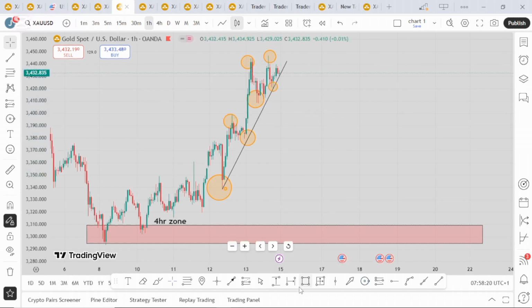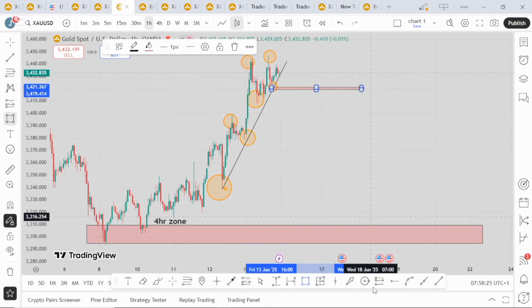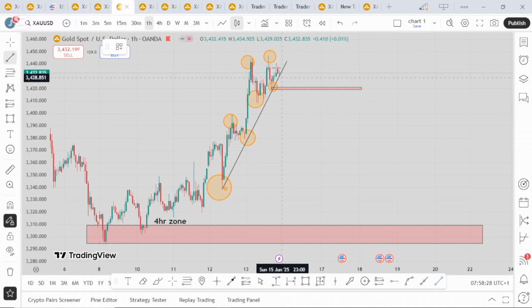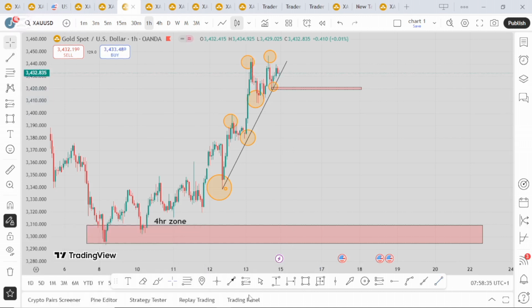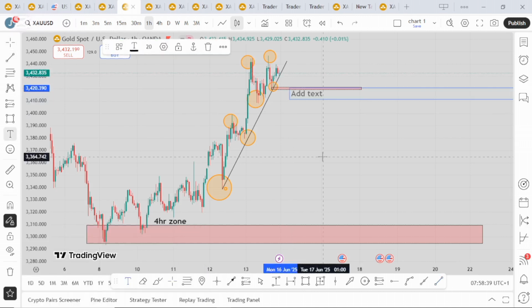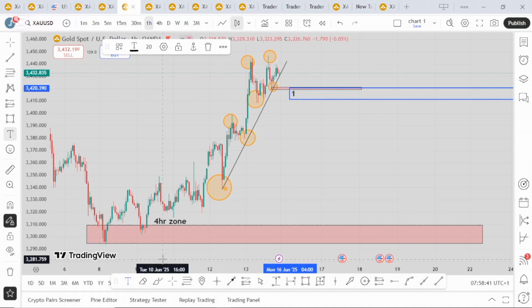So now where is our 1-hour zone? This is our 1-hour zone. As long as price does not violate this, as we said earlier, price did not break through here, it means within the 1 hour we are still going bullish. This is our 1-hour zone.